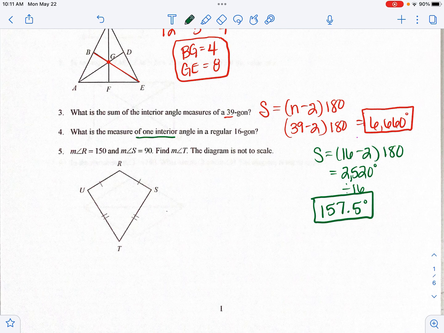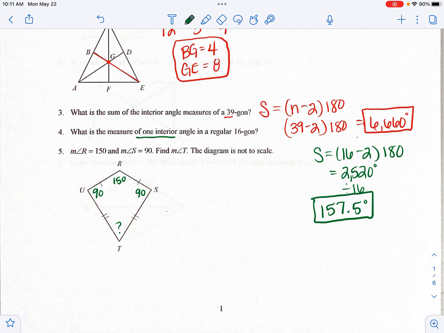Number 5 is a kite. I can see that because it's showing me that the adjacent sides are congruent. It gives me the angle R is 150 and the angle S is 90. And since we know it's a kite, we know that also angle U would be 90 as well, right? Those opposite angles right there are congruent to each other. My job is to find the measure of angle T.